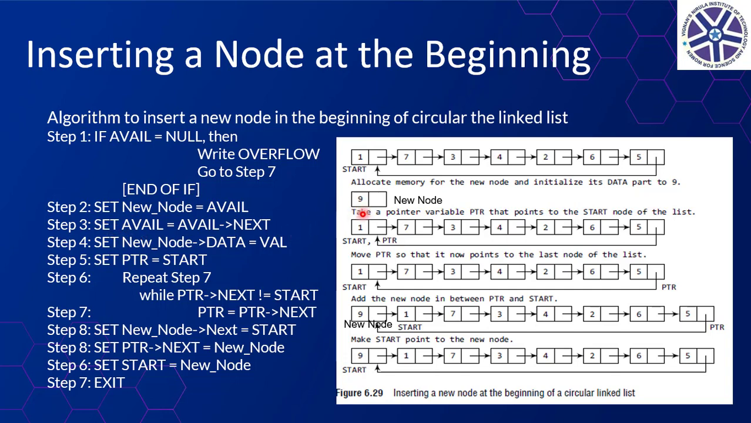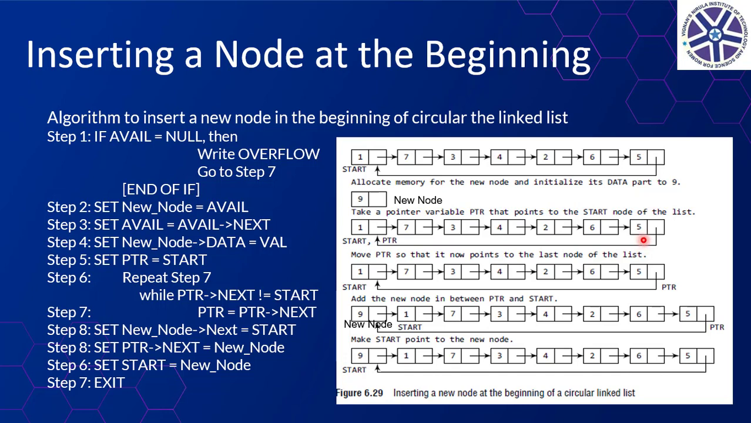Now, since we created a new node, its data is taken as the value, which is 9. So new node's data equals value. Now we need to insert the new node and make the last node link to this new node. So we need to address this last node also. In order to address the last node, we take a temporary variable PTR, which is initialized to start. Now we advance this PTR up to the last node.